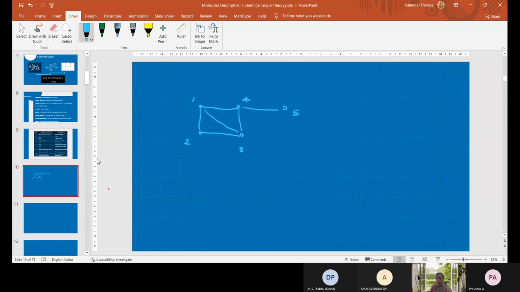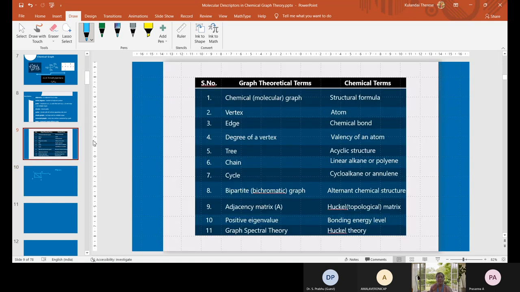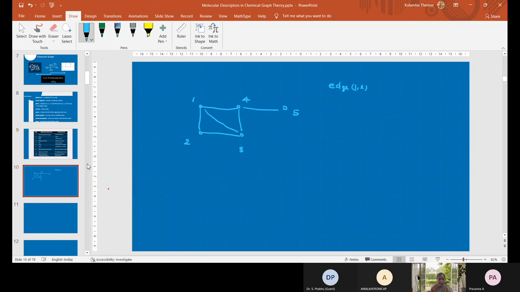Suppose the edge 1, 2. Edge 1, 2 is nothing but a chemical bond. Then the degree of a vertex, or in chemical terms, we'll say the valency of an atom. Therefore, you see that this is the vertex or atom. This is connected with 2, 3, and 4.